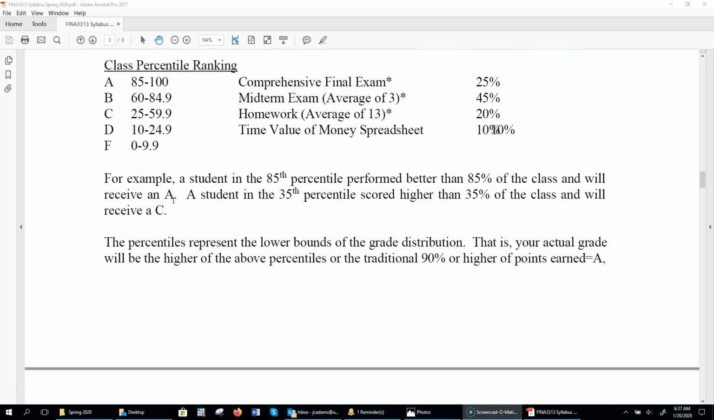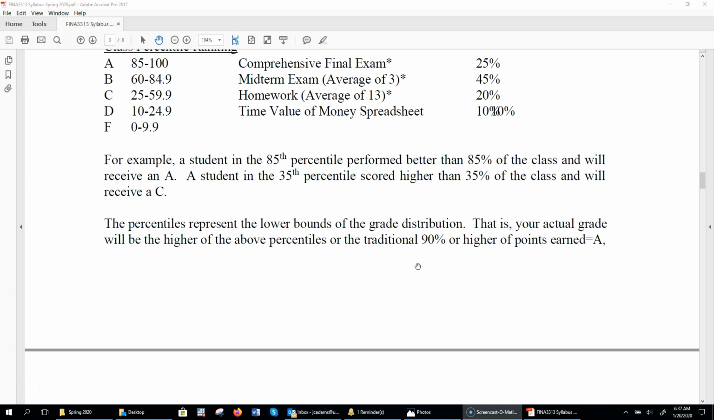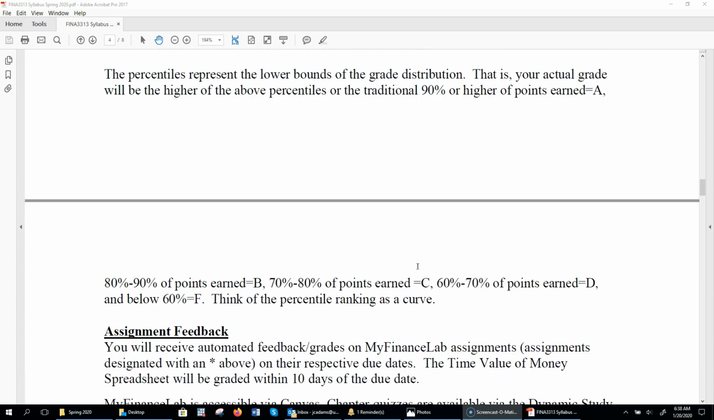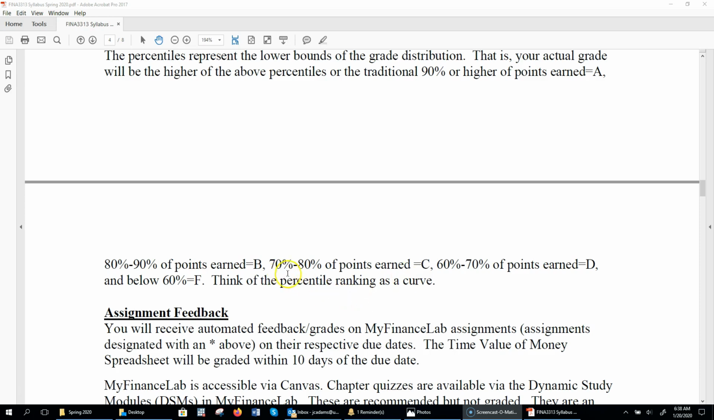Let's say that you got a 90% in the class. Well, under a traditional 90 to 100, that's an A. Whatever is higher, your percentile grading or your traditional grading, that's the grade that you're going to get. So the percentile grading only raises your grade. It never lowers your grade. And if you got between a 70 and 80, which is typically a C range, you'd get a C. Again, think of this percentile ranking as a curve.